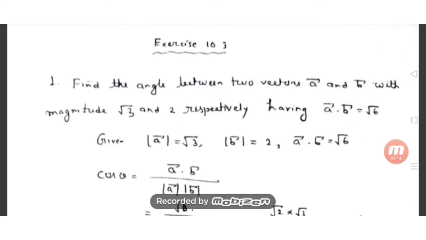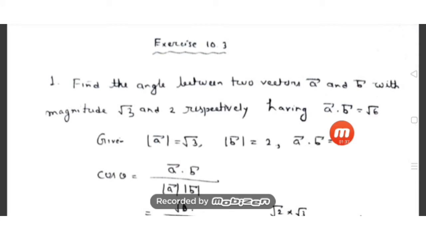Our aim is to get the angle between these two vectors. So first, we have to write down all what is given. And then you see what formula you can use here. As the dot product is given, we can use the formula of getting the angle between two vectors using dot product. Because later on you will see that there is a formula of getting the angle between two vectors using cross product also.